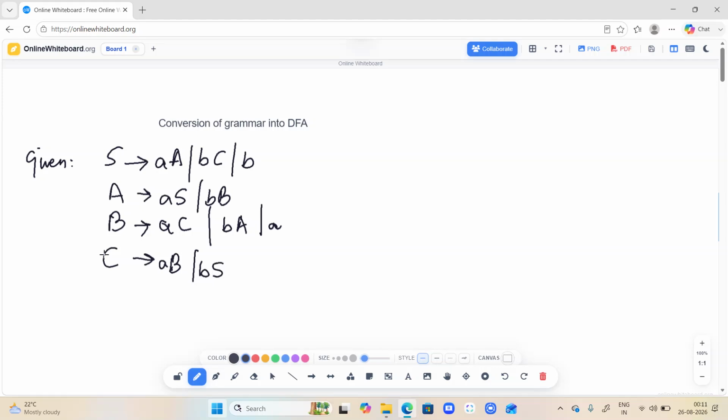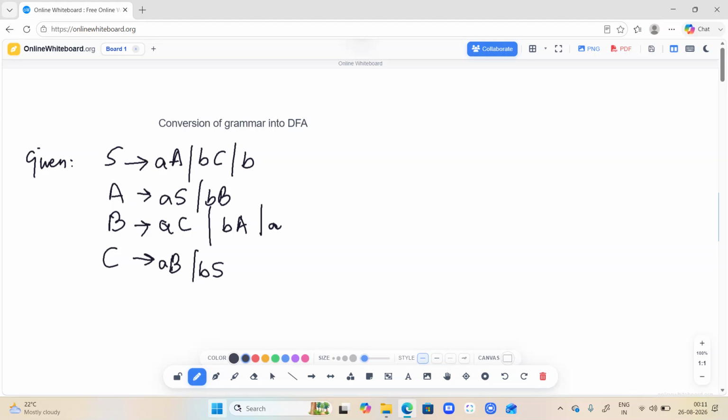All the capital letters that you see, S, A, B, and C, they are all termed as variables or non-terminals. All the small case letters that you're seeing, small a, small b, those are called as terminals or T. These are the production rules, all four of them. And your starting symbol is capital S. So this was the 4-tuple notation for this grammar.